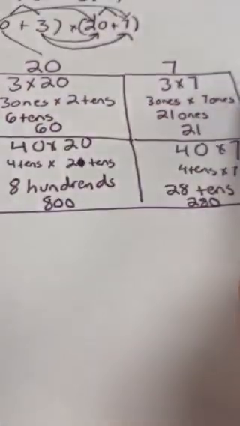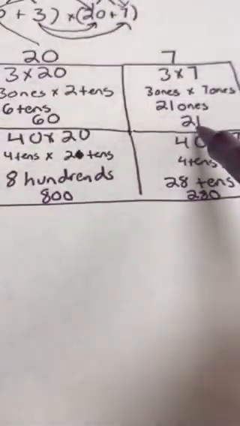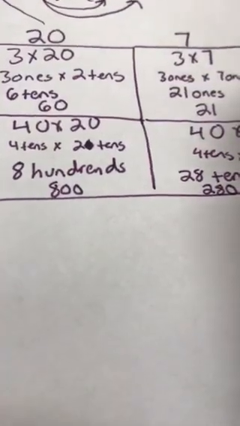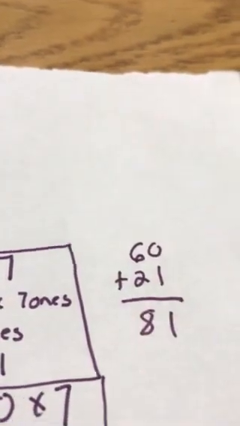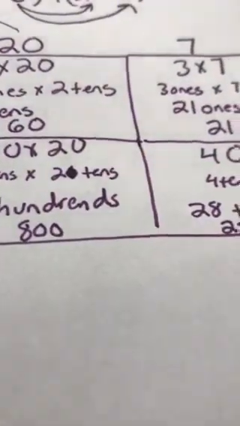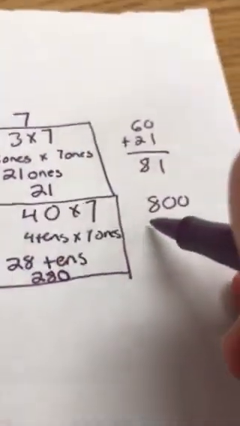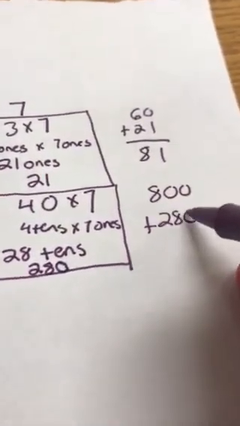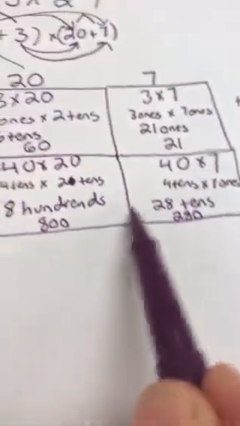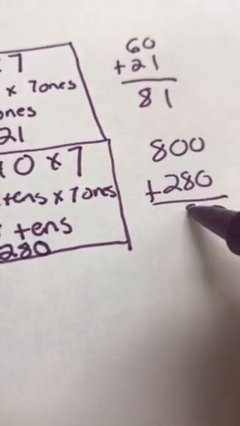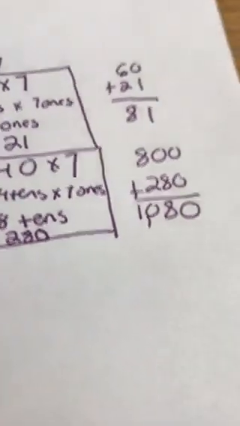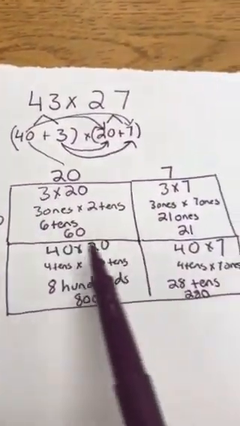So we'll find out the area of this entire rectangle is 60 plus 21. And 60 plus 21 is 81. And then we're going to add up 800 plus 280. And remember, we're getting that from this rectangle and from this rectangle, from these parts. And we're going to get 1080. And then we need to add up everything we got for this rectangle and for this big rectangle here.